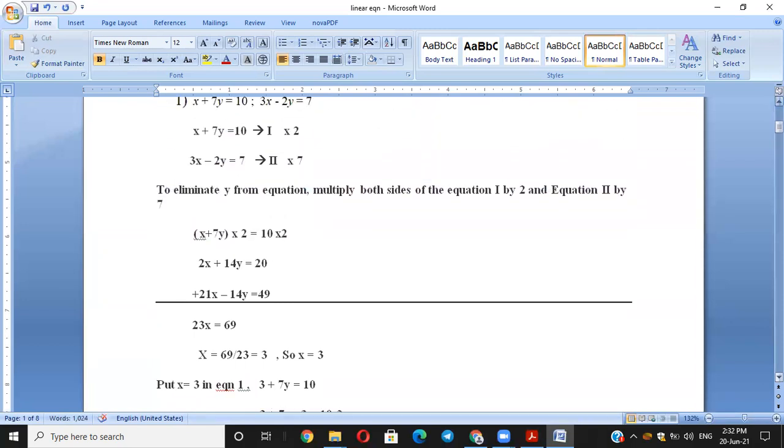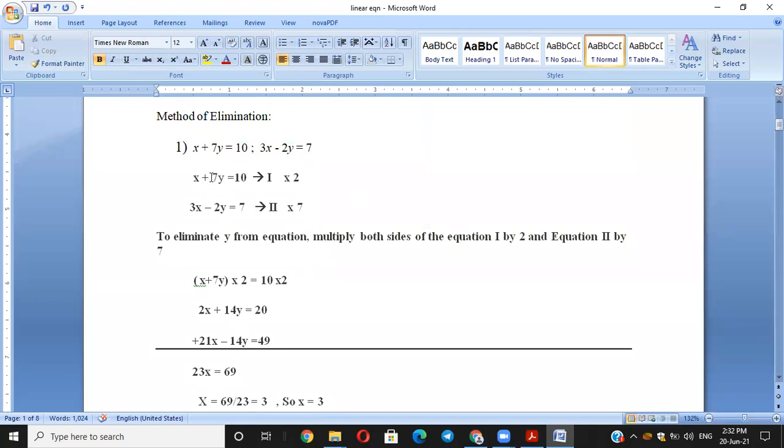So let us check. Put x equal to 3 and y equal to 1 in the first equation. So put x equal to 3 here. 3 plus 7 into 1 is 7. What is 3 plus 7? It should be 10. So 3 and 1 will satisfy equation number 1. Let us see if they satisfy equation number 2 or not. So value of x is 3, so 3 into 3 is 9. And value of y is 1, so minus 2 into 1 is minus 2. So 9 minus 2 is 7. Yes, the answer is 7 here.